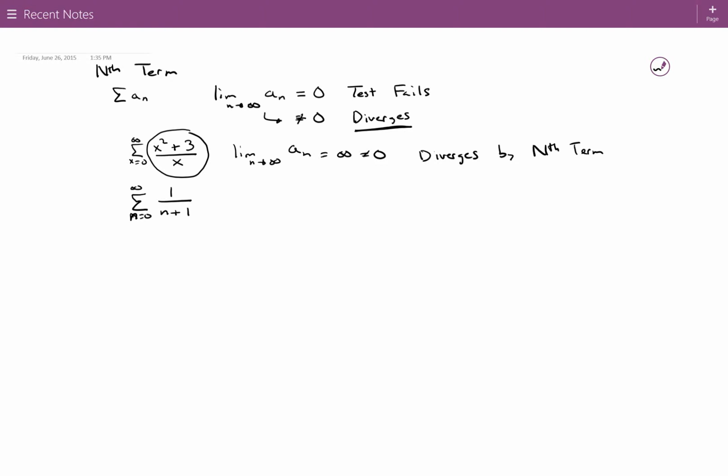Now here, again, this part here is our a sub n, so we're going to do the limit as n approaches infinity of a sub n, this part. And so now when we plug in infinity, we're going to have 1 over infinity, which basically gives us 0. When we have a 0, using the nth term test, the test fails. So we would have to use some other test in order to prove convergence or divergence of this series.